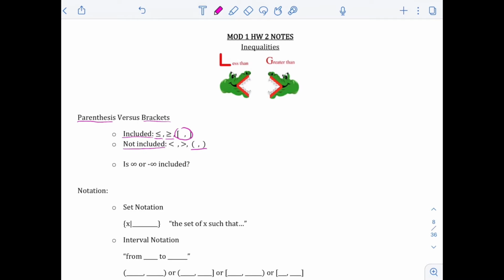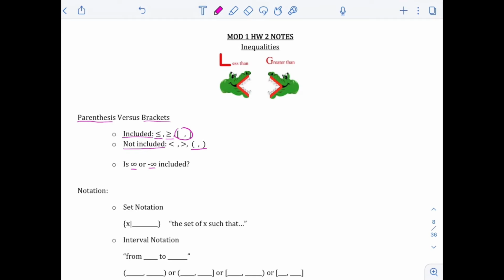And the one thing that you need to know and always keep in mind is that infinity, positive or negative, are not values. So if they are not values, they will never be included in an interval.